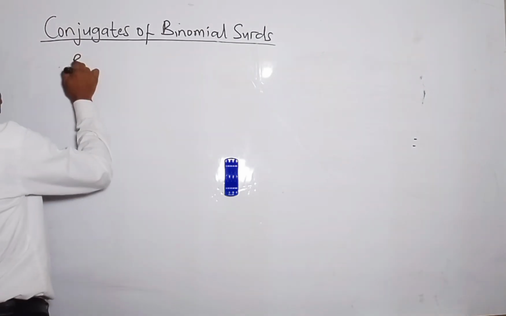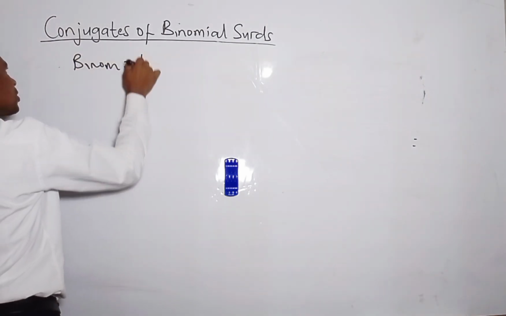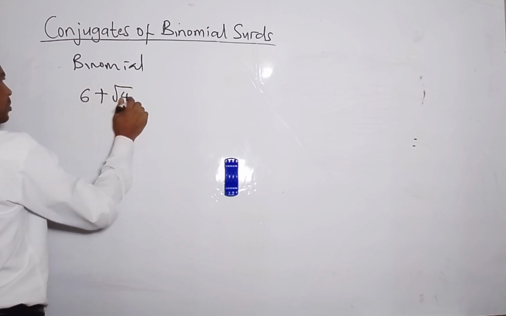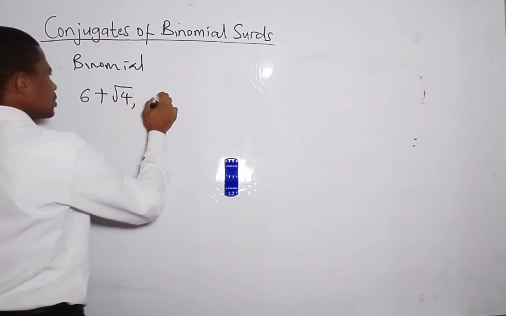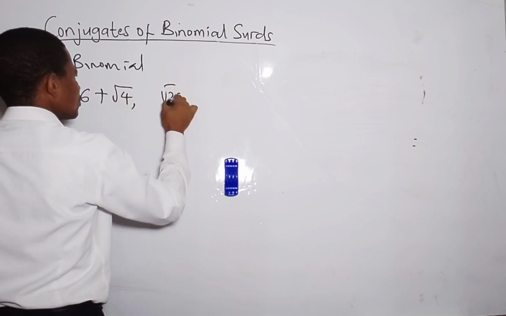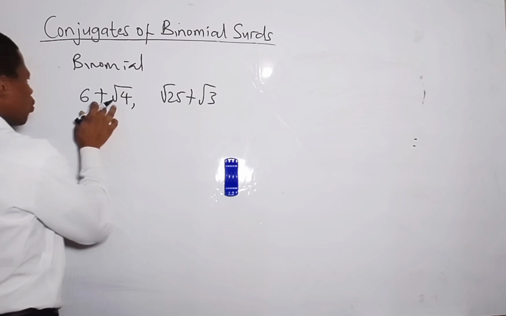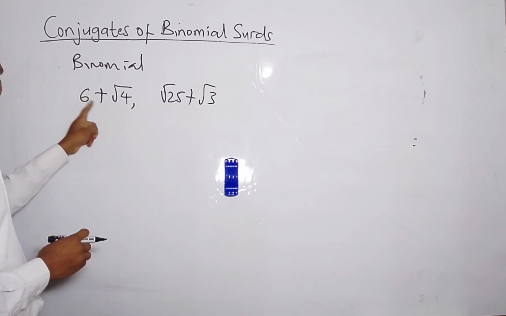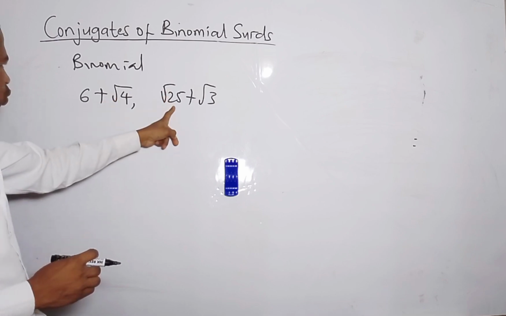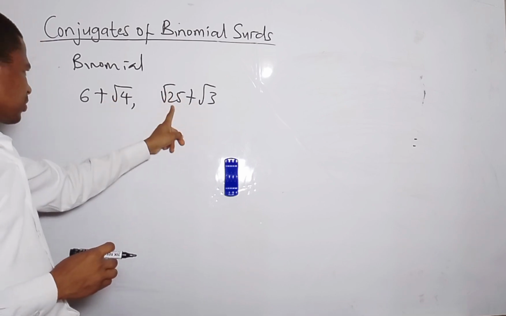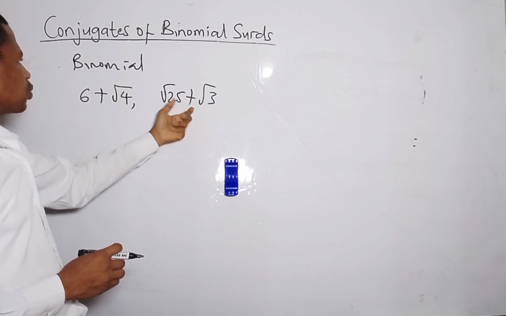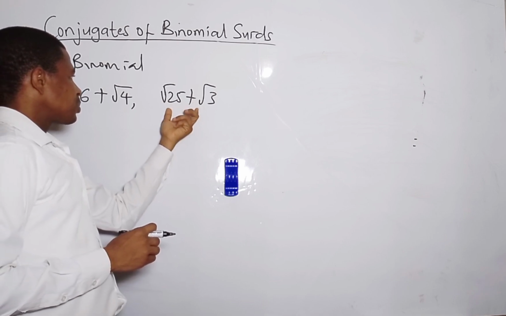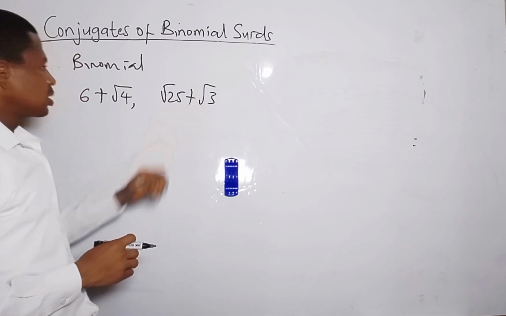For example, a binomial surd is an expression of two terms in which one or both terms are surds. Here one term is a surd, and in this other case, we have something like this. One or both terms are surds. So these are binomial surds: two expressions, 6 plus root 4, root 25 plus root 3. Root 25 is one expression, root 3 is another expression. So binomial surds are expressions of two terms in which one or both are surds.